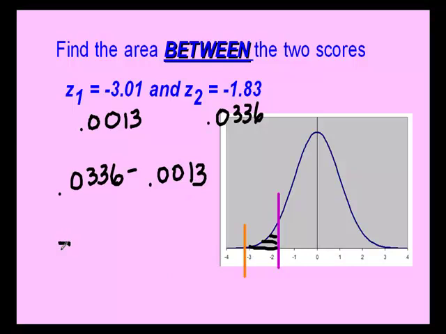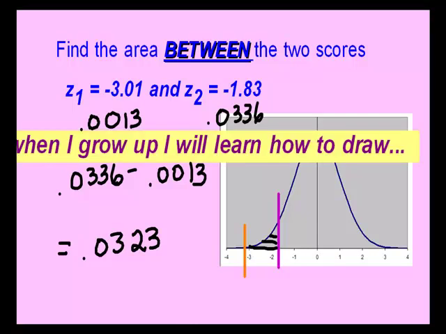I can even subtract this one in my head. 0.0323. About 3% of the curve. So the picture is a little deceptive. When I grow up, I will learn how to draw. For now, let's work on statistics.